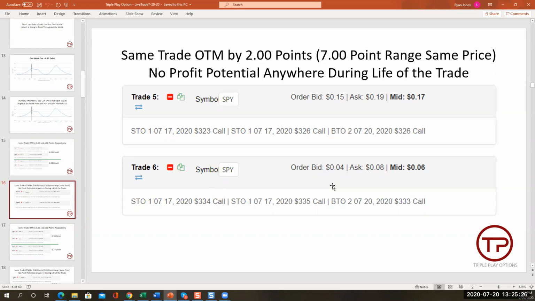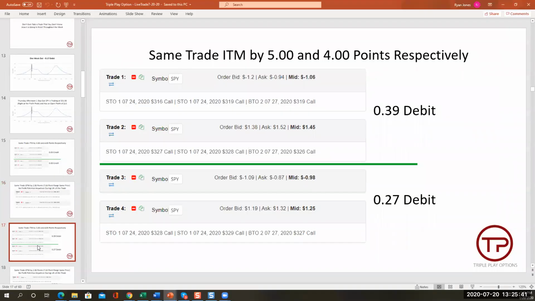So no matter whether the market moves up or down, one day out, I'm losing money from entering this trade a week before. So it is a situation that is not good. Now, here is the trade for the following week: 5 points in the money, 4 points in the money, respectively.